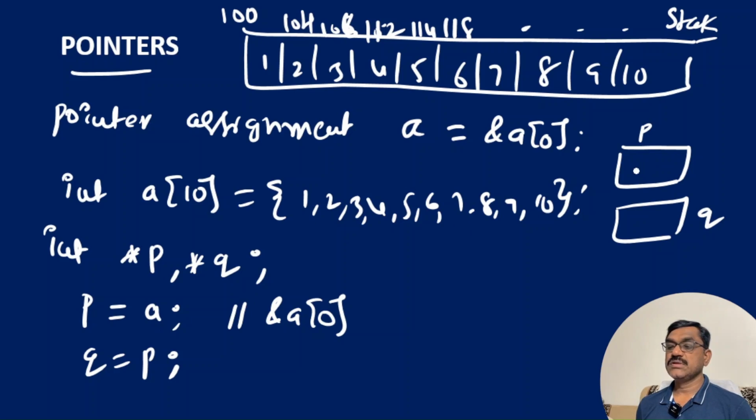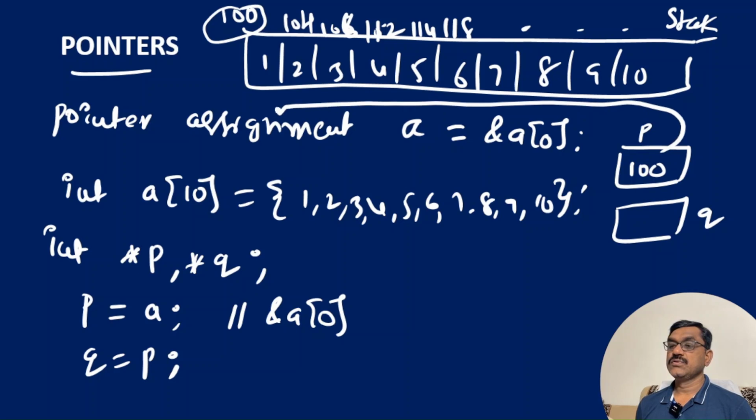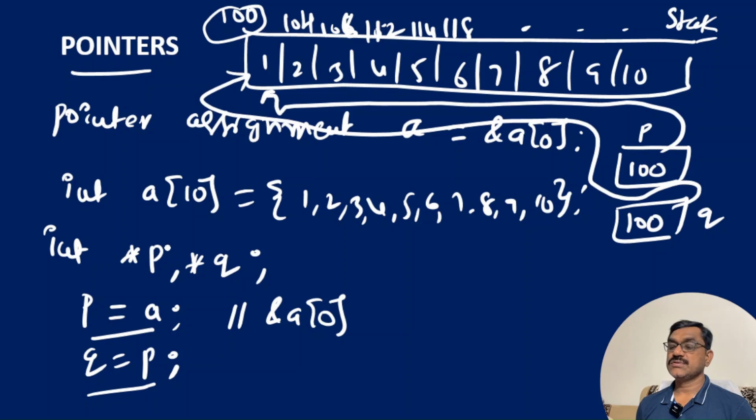p = a, what is the base address here? 100, or &a[0]. Here it is 100. That means p is pointing to the first memory location, the base address 100. p = a is like this. Now q = p means that q is also storing the value of p. p is how much? 100. Now q is also pointing to the first memory location. This is the way of assigning pointers, one pointer to another pointer.